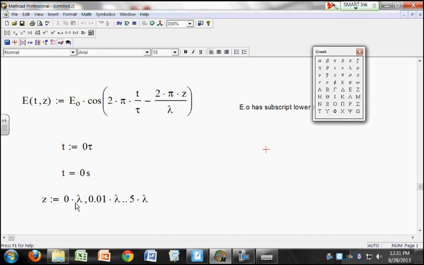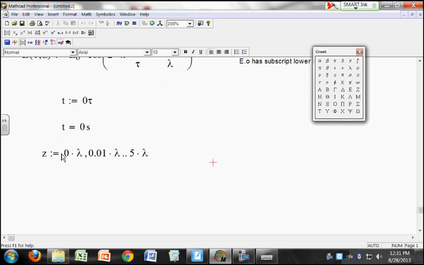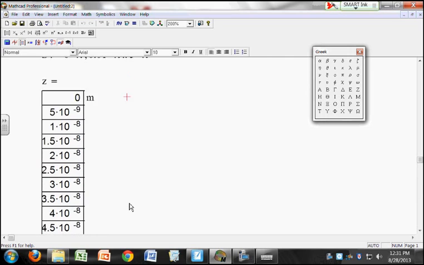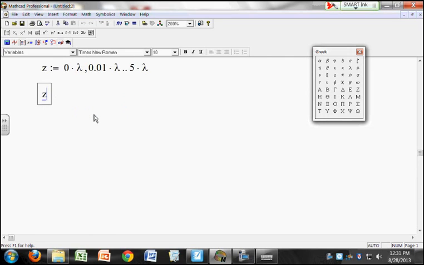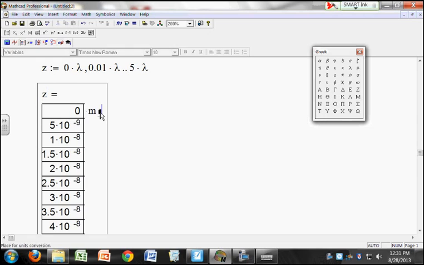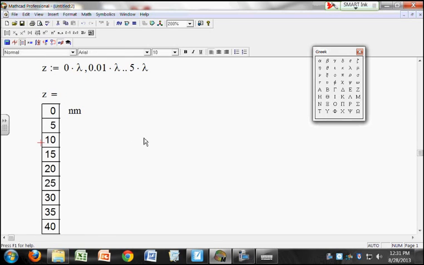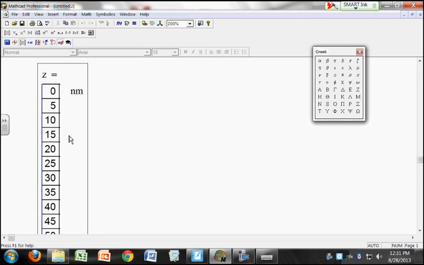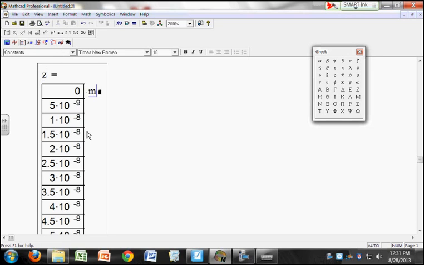Okay, make sure all of these numbers have the same units. A common mistake is to just type 0. It's best to make all your numbers have the same unit. So if I type Z equals here, you can see all the possible values for Z in meters. If I want it in nanometers, I can specify nanometers here. You can see 0, 5, 10, 15, 20, all the way to... Z equals. It will tell you what the values of Z are.